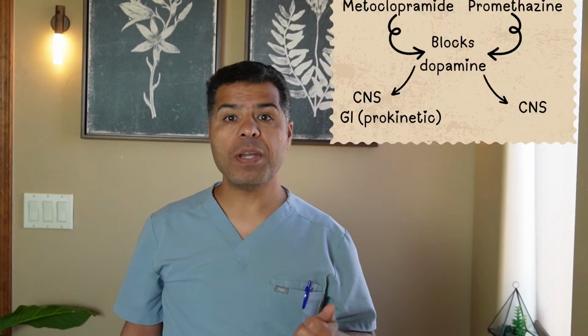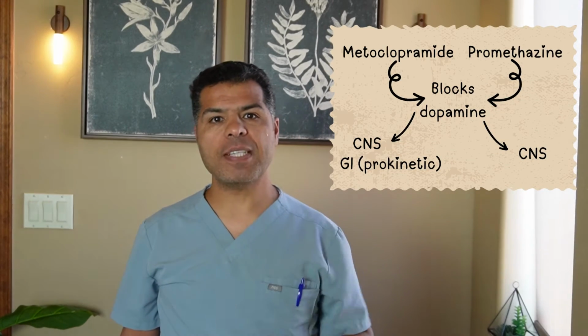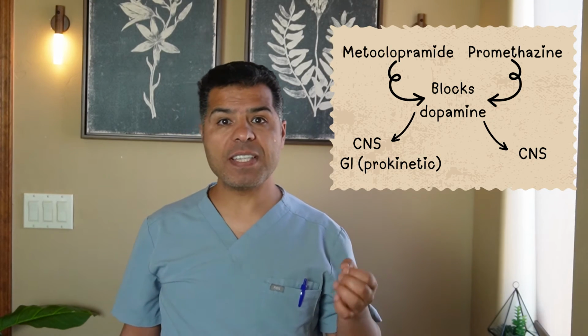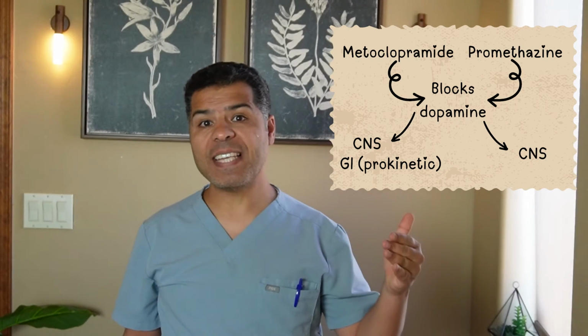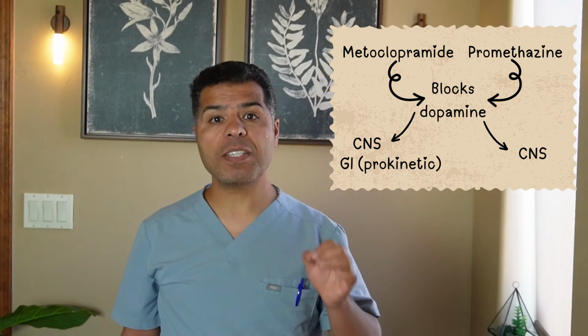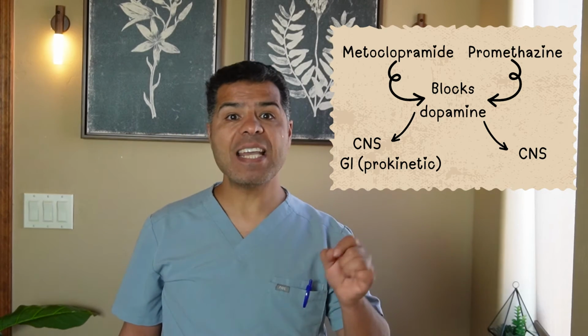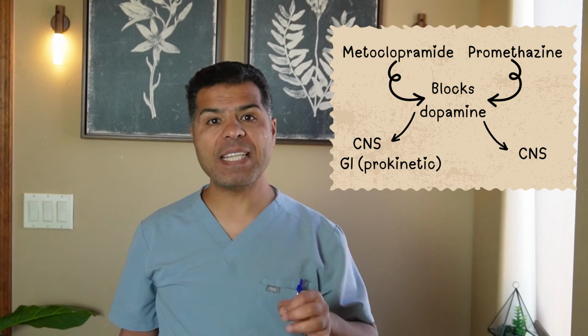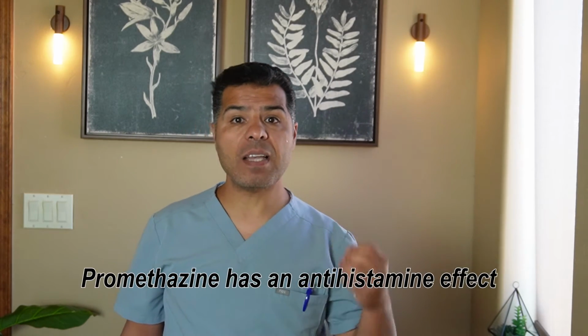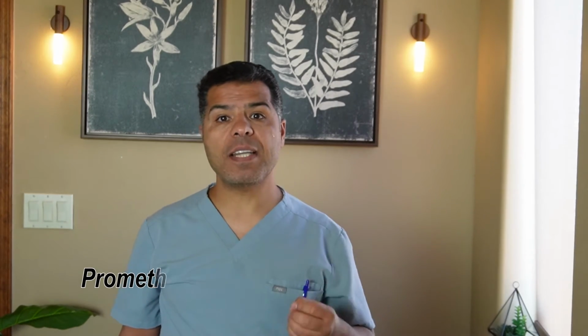Let's move to Metoclopramide and Promethazine. These two antiemetics are closely related. They both work by blocking dopamine receptors, but with slight differences. Promethazine or Phenergan blocks these receptors centrally only in the CNS, while Metoclopramide blocks them centrally and peripherally in the GI tract, which explains its prokinetic effect. Additionally, Promethazine has an antihistamine effect, which explains its sedative effect.